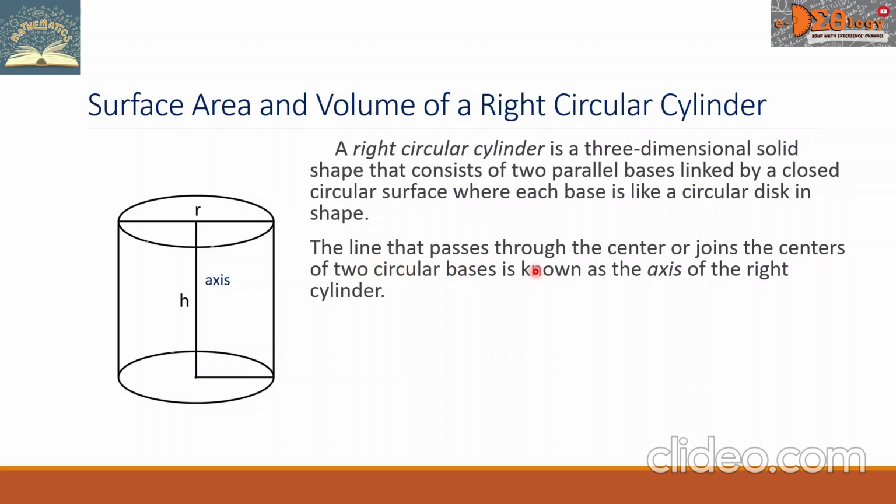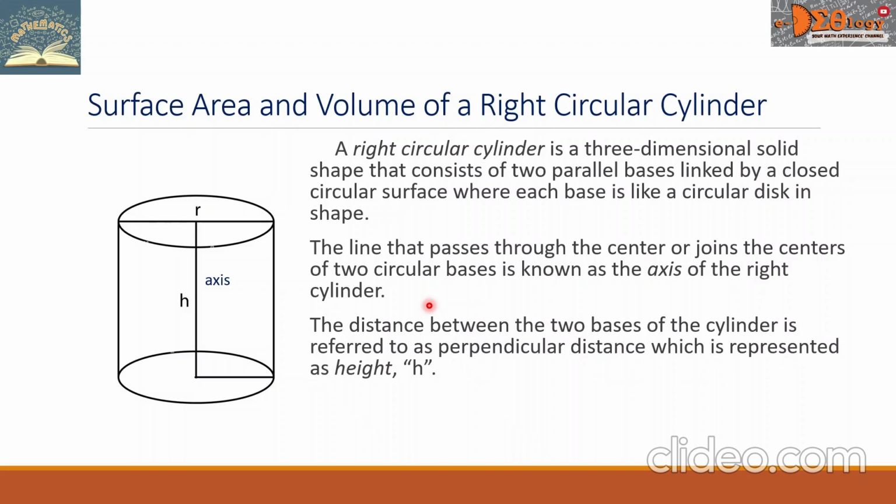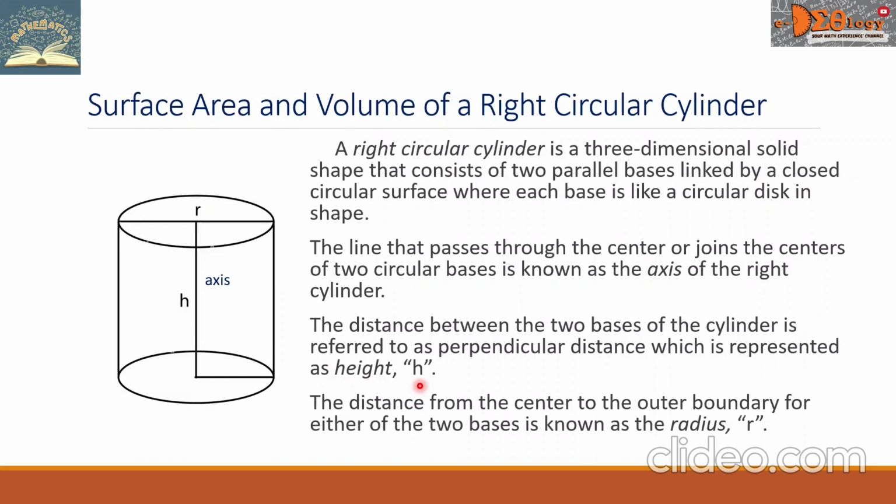The line that passes through the center or joins the centers of the two circular bases is known as the axis of the right cylinder. The distance between the two bases of the cylinder is referred to as the perpendicular distance, which is represented as height, h. The distance from the center to the outer boundary for either of the two bases is known as the radius, r.